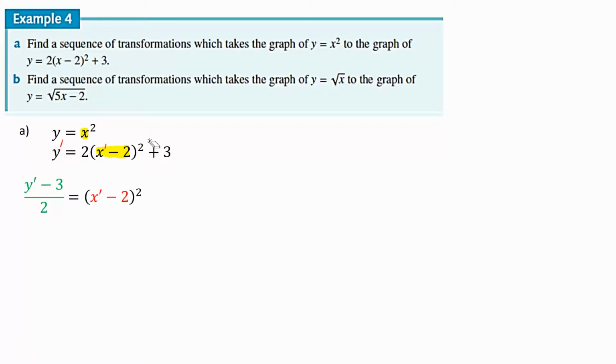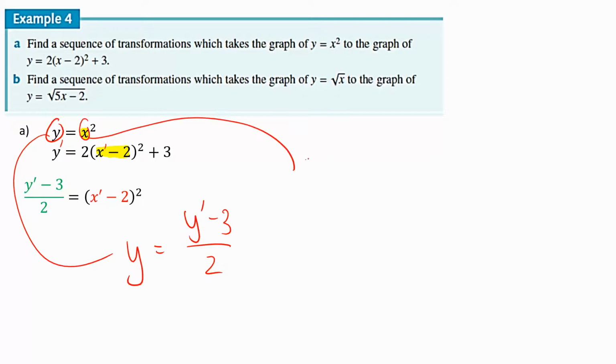Why is this nice? Because that was something squared. My second equation now is something squared. What's on the left-hand side here? That y is apparently replaced by this. So now you can equate that. You can say, okay, so that means old y is equivalent to new y minus 3 divided by 2. You can say this old x is being replaced by x dash minus 2. That's what you can see.